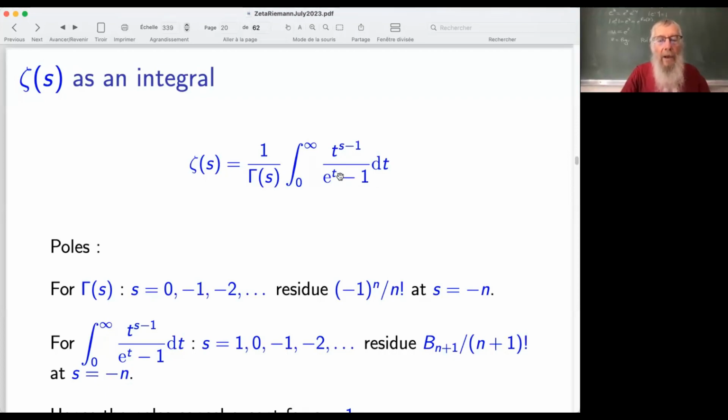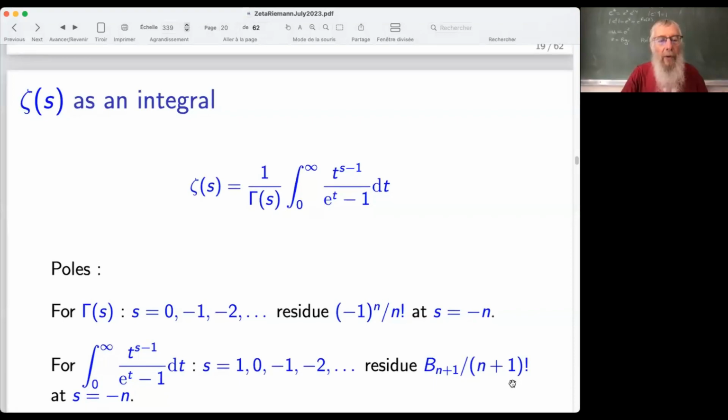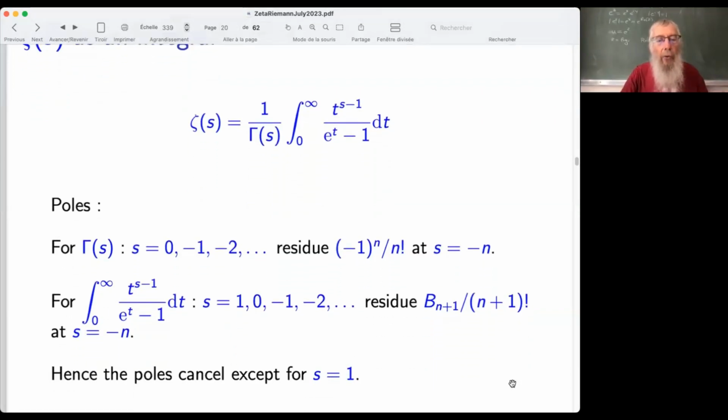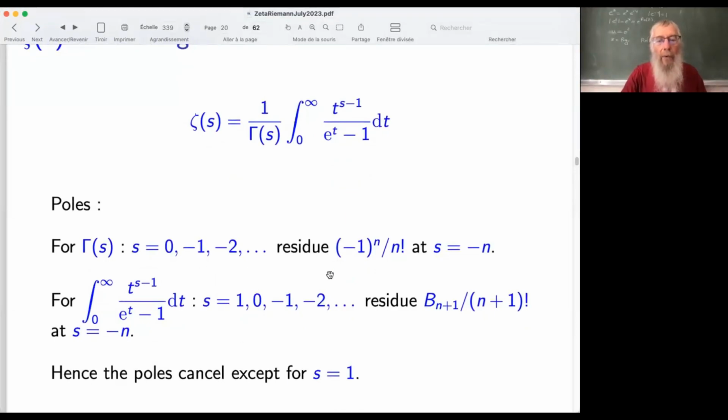For this integral, we check that the poles are 1, 0, -1, -2, which correspond to the values of the s which is here. And the residue is b(n+1) over (n+1) factorial at s equal -n. So we check that the poles cancel except for s equal 1, and this is why the zeta function is meromorphic in C with a single pole at s equal 1. All the other poles just cancel.